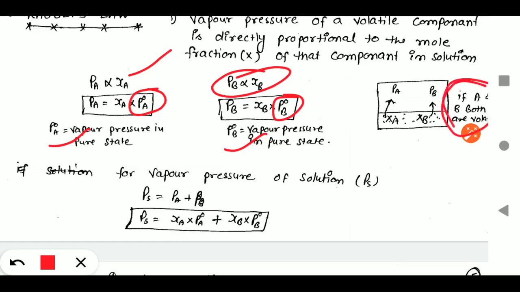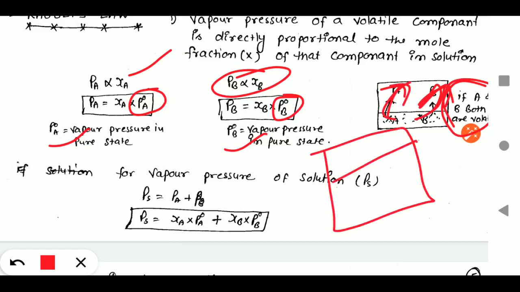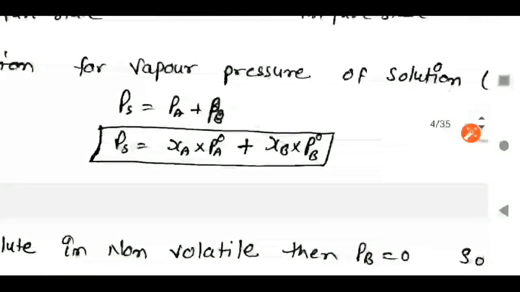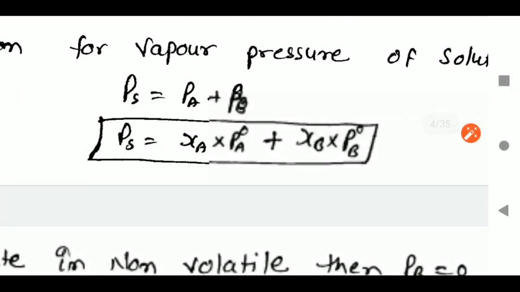When both are volatile, meaning XA and XB both will form vapor. So what will be the vapor pressure? What will be the total vapor pressure here? So here PA is formed and PB, both PA and PB are formed. So it will be the total pressure. PA and PB will be the total pressure of the solution. When you put the value of PA and PB, then what will you get?